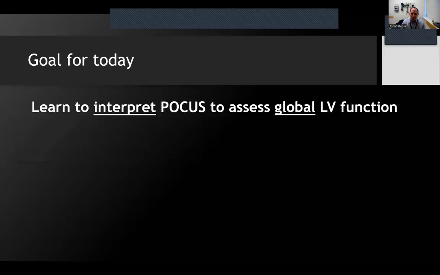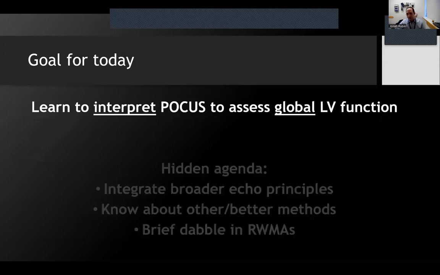So to jump right in to the topic of the day, assessing LV function, the goal for today will be to learn to interpret POCUS. We're not talking about how to acquire images, that's better done at the bedside, but how to interpret POCUS images to assess global LV function, not focal, not regional wall motion abnormalities, although that is part of the hidden agenda, which will be to share some broad Echo principles that apply regardless of what you're assessing. I think it's going to be important to know what other methods are out there for assessing LV function. And there will be a brief dabble into regional wall motion abnormalities just so that we're comfortable with the terminology and what it is used for.